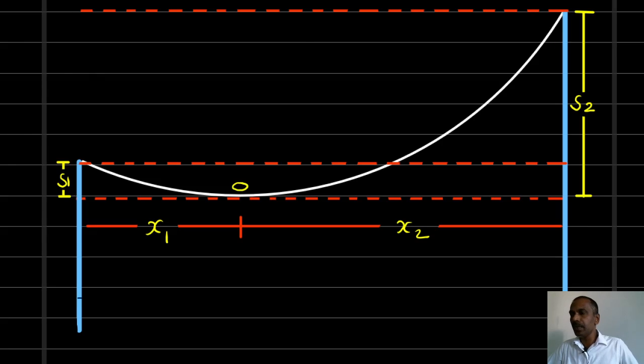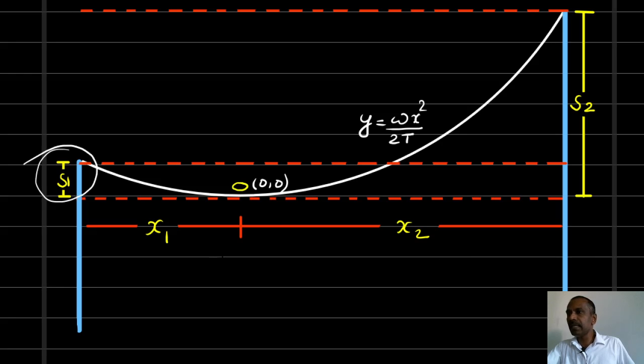This is the figure representing the particular numerical problem. This is our curve which represents the conductor, which has an equation y is equal to wx square divided by 2t. This is the origin. The coordinates are 0, 0. The distance of this tower with respect to the origin is x1. The distance of the right side tower with respect to the origin is x2.